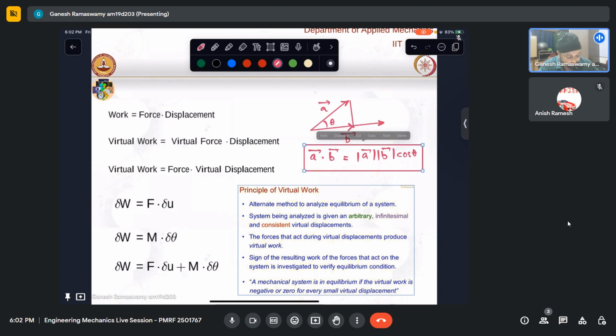The unit of work is the same as the unit of moment, which is Newton meter, but it is essential to understand that it is fundamentally different from moment in the sense that work is a scalar quantity and moment is a vector.